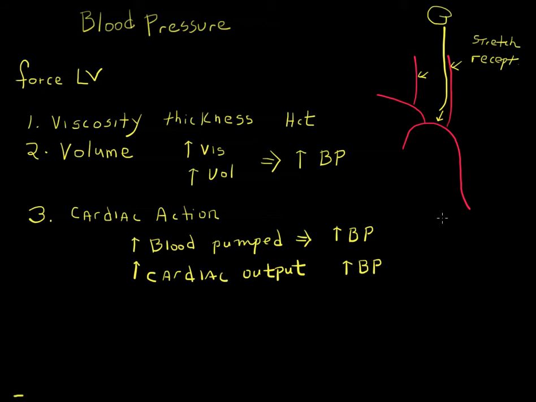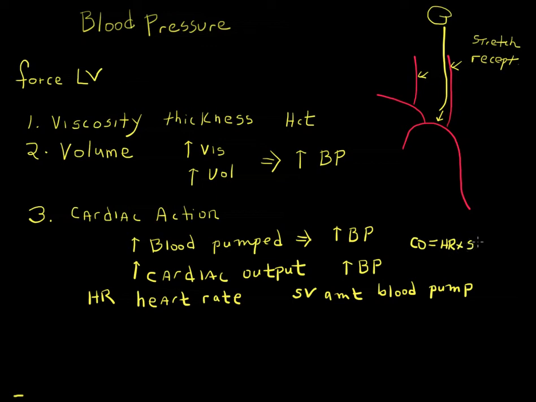And the cardiac output is the product of the heart rate, which is how many times the heart contracts in 1 minute, HR for the heart rate, and how much blood is pumped each time the heart contracts, and we call that the stroke volume. So you could say that the cardiac output equals the heart rate times the stroke volume.